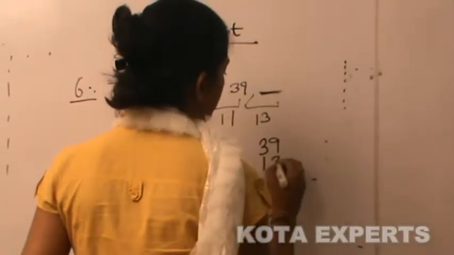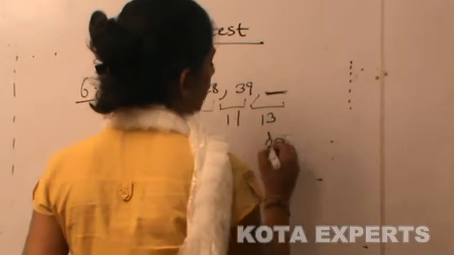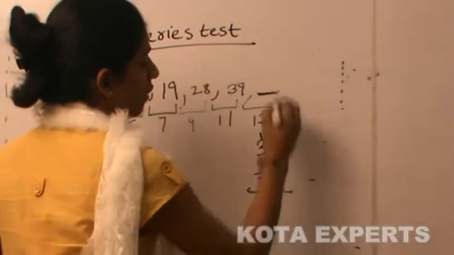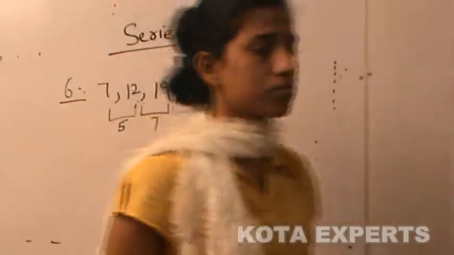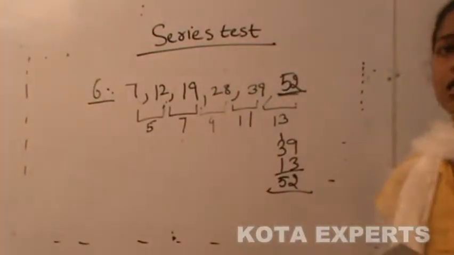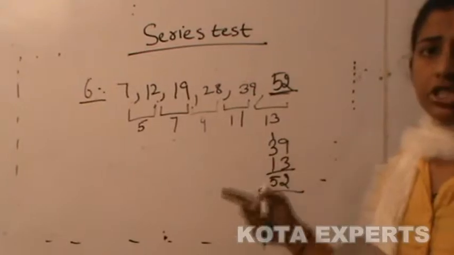How will you add 13 to this number? 39 plus 13, that is 52. So 52 is the answer for this question.